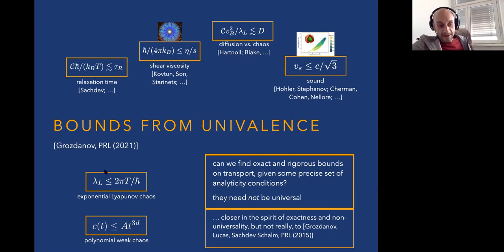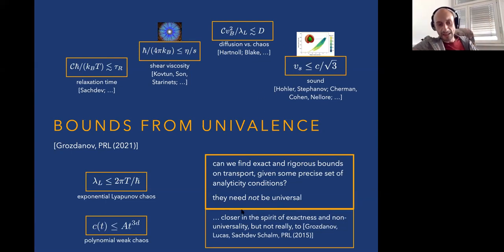Now, I should say here, these chaos bounds actually come from various mathematical properties of underlying theories. So in particular, this exponential Lyapunov exponent bound comes from essentially some statement about the analytic structure of the OTOC and a very simple theorem of complex analysis. So this is more the kind of thing that I would like to do now, okay? And I stress that this need not be universal, all right? I will make no claims about universality. I just want to introduce a new set of methods where these types of bounds can be made exact, all right?